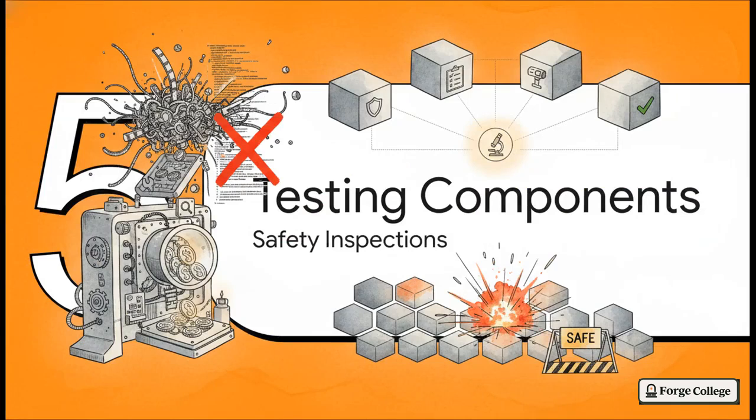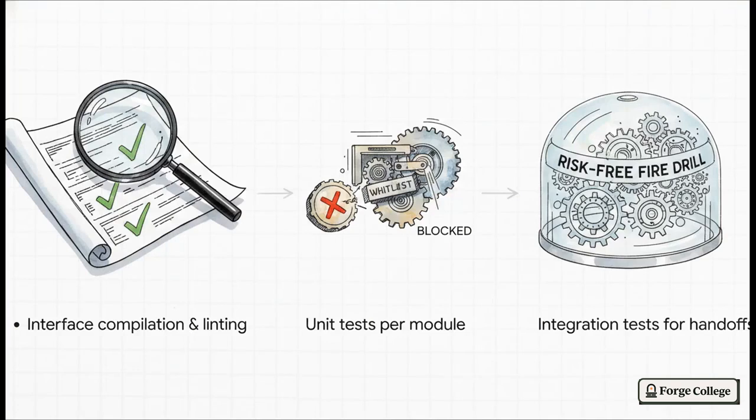All right, Section 5, Testing Components, Safety Inspections. Before we load this machine with real tokens, we absolutely need a rigorous safety inspection so our smart contracts don't explode on the blockchain. And because we built 5 distinct modules instead of a tangled mess, testing is actually pretty easy. We start by compiling and linting our interfaces.